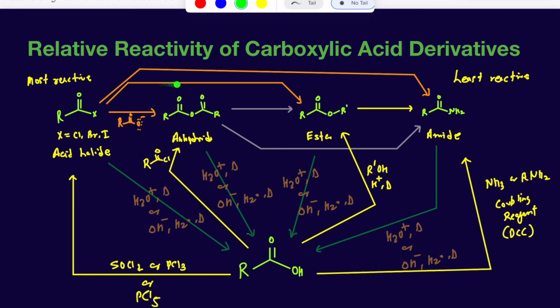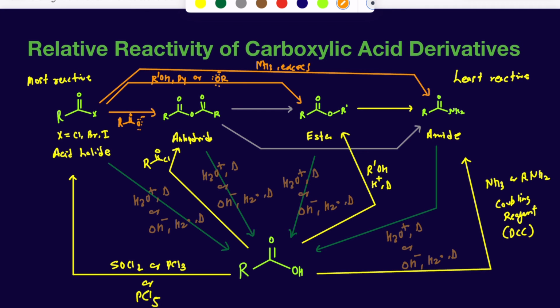Now when you want to make an ester, I can use either an R'OH, like an alcohol, with a base, something like pyridine, or I can just use OR minus directly as a base and nucleophile as well. So that would work fine. And if I want to make an amide, I would use NH3 in excess.